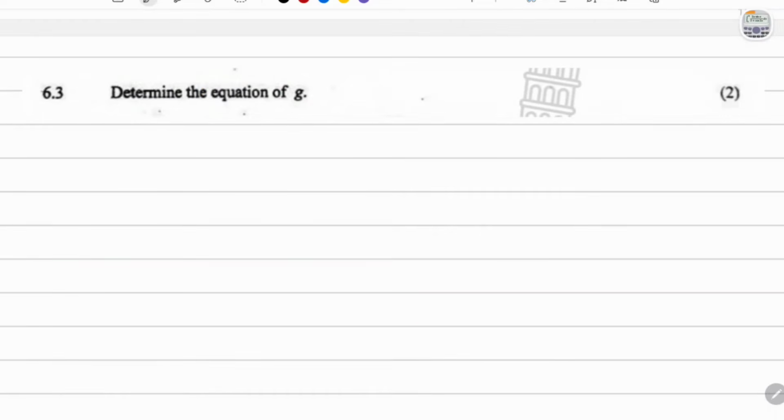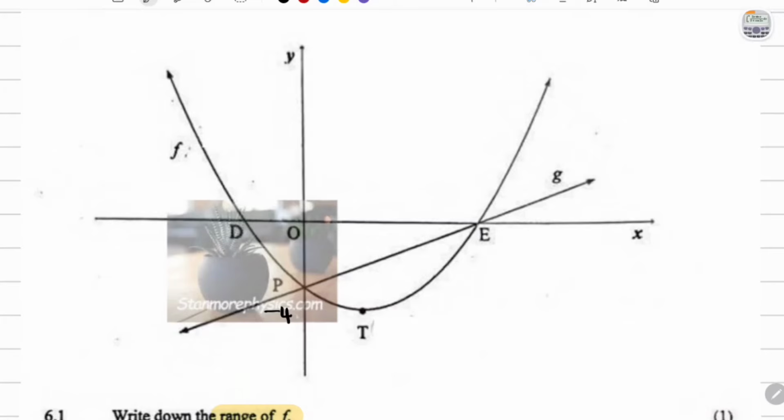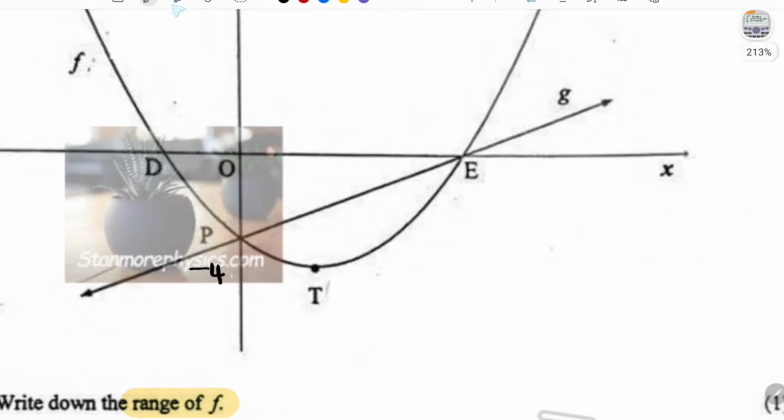In the next question, 6.3, they want us to determine the equation of g. So let's find the equation of g. When we're looking at the equation of g, do you see that g only has two points? It has this one over here. Remember, that's not that number there. And it has E over here. We know what E is already, that E is (3, 0). So we can say (3, 0). But what is this point over here?